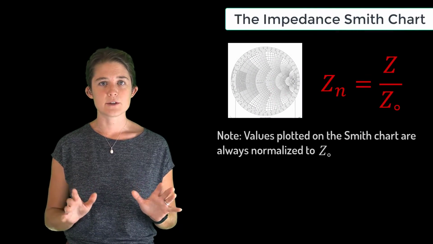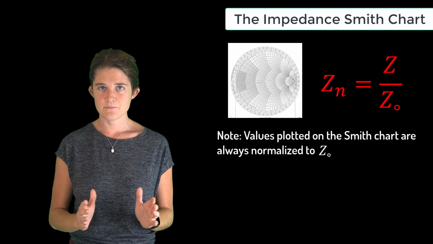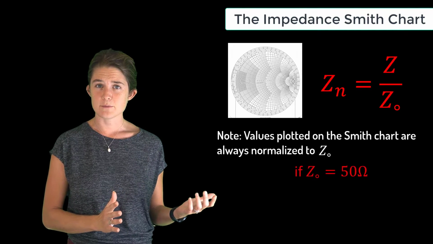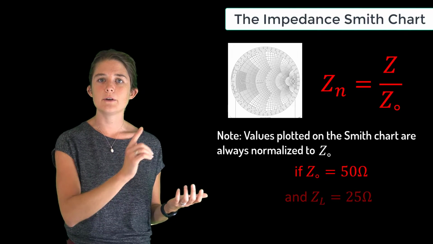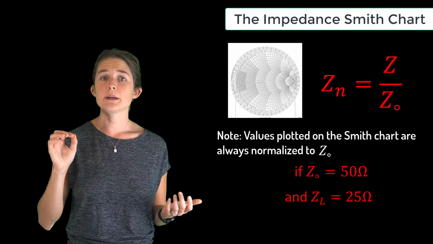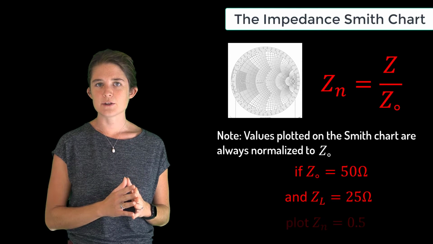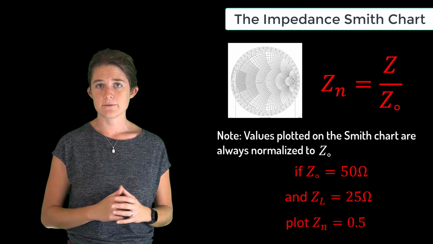Values plotted on the Smith chart are always normalized to the system characteristic impedance. In other words, if I have a 50 ohm system and I want to plot a load impedance of 25 ohms, the 25 ohms must first be normalized by dividing by 50, and it will show up on the Smith chart as an impedance of 1/2.